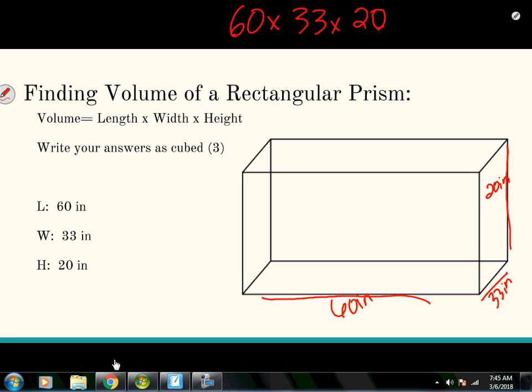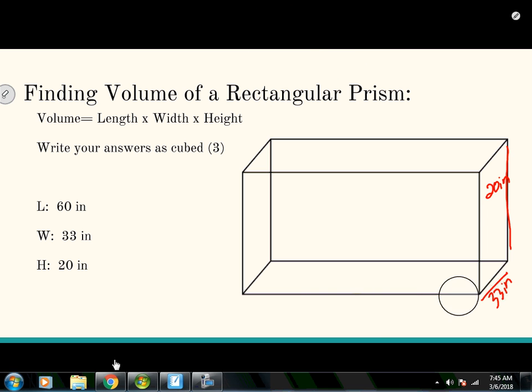which would give us a volume of 1,960 cubed. Okay, I used a calculator for that, I have to admit. You would probably have to do a little bit more work. You might have to work with your distributive property, break some of those larger numbers apart, but that is how you do it. Multiply your length times your width times your height.